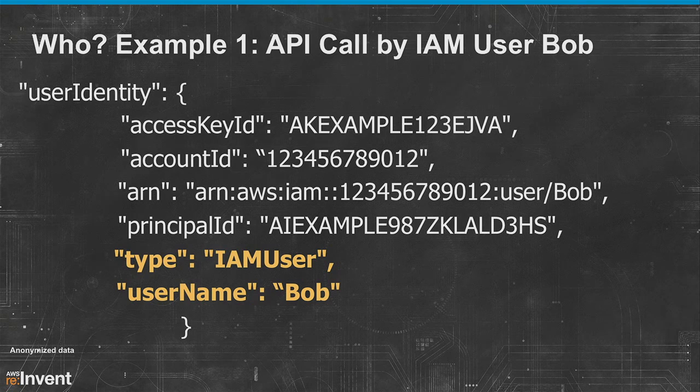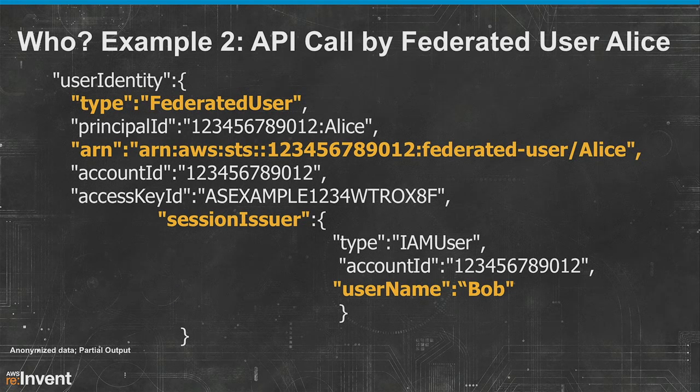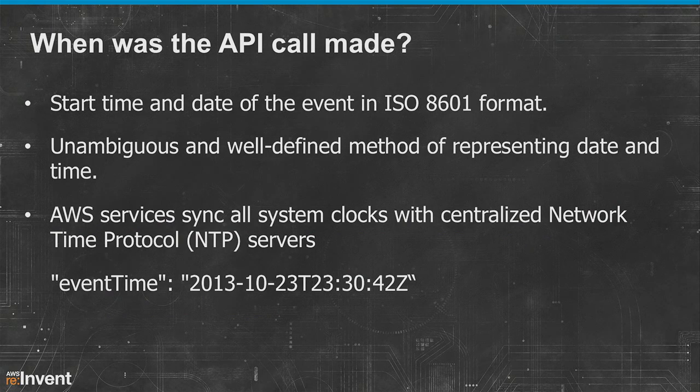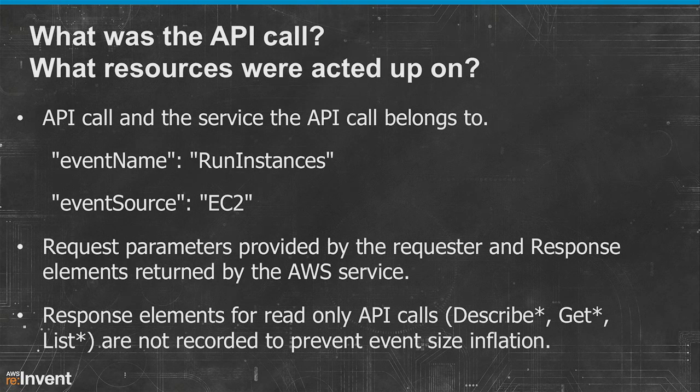This is an example of a federated user, and you can see here that in addition to the federated identity itself, we'll also tell you the session issuer, which is the user that created that federated user. This is what it looks like when the call was wrapped through another AWS service, like Elastic Beanstalk. And then, of course, timestamp, ISO 8601, clocks are synchronized, about what you'd expect. We'll give you the details on what service was called, what the change was, what resources were affected.